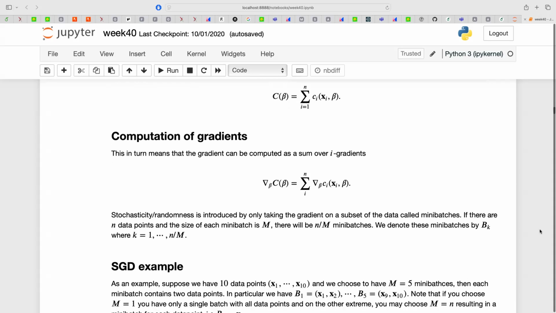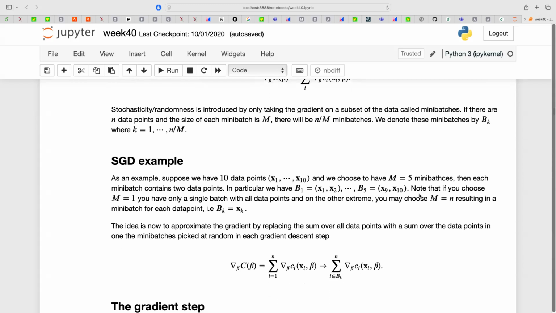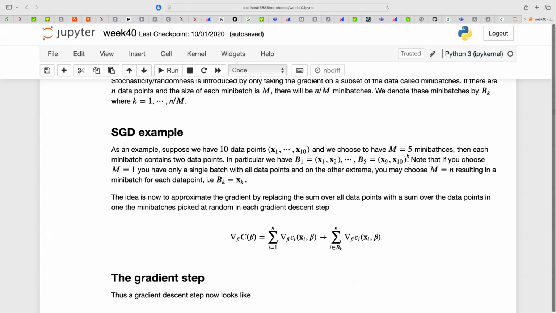So if you have n data points, and the size of each mini batch is m, then there will be something like n divided by m mini batches. So if you have 10 data points and you have 5 batches, then each batch will contain only 2 data points. Okay? Normally this mini batch is something you would call B_k. And as an example, suppose you have 10 data points. If you choose 5 mini batches, then the data x1, x2, up to x10 is divided among them.